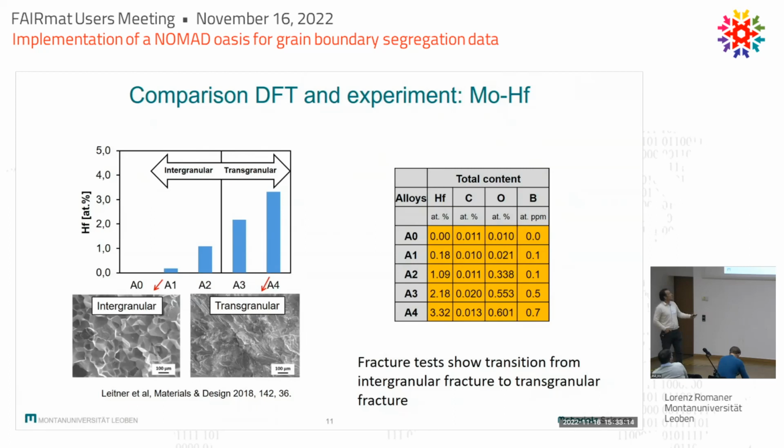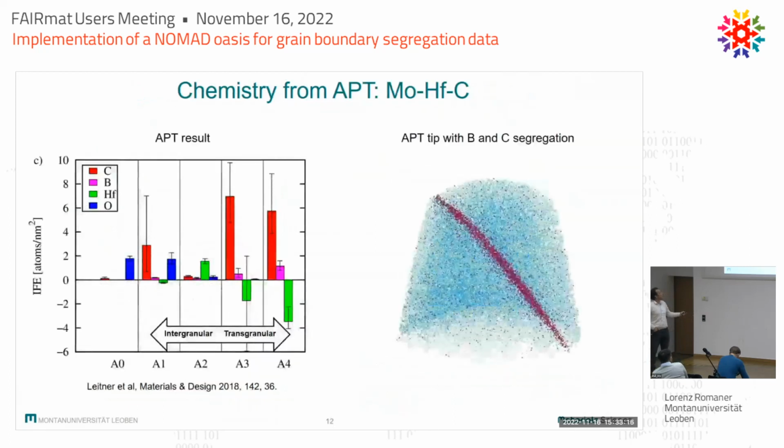And what APT experiments show is that it's not due to hafnium, but rather due to other solutes which are there because we cannot perfectly control the chemistry. By chance, carbon and boron enriched very strongly at those high hafnium levels also, and oxygen was depleted from the grain boundary. And this is something which was really measured at a lot of grain boundaries here.